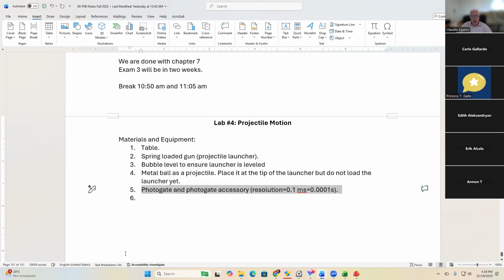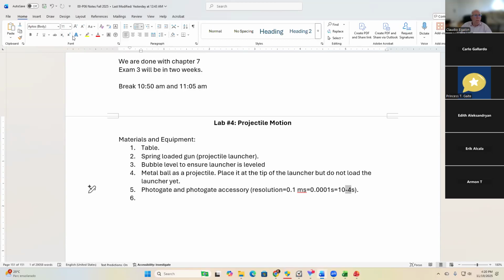Okay. And what else we are going to need? We're going to need the photogate as well. We used the photogate before in a previous experiment. And that photogate, as you remember, has a resolution of a tenth of a millisecond. And here is the resolution written down, 10 to minus 4 seconds, right? 1, 2, 3, 4, right? That's 10 to minus 4 seconds. You need that to display the proper significant figures.